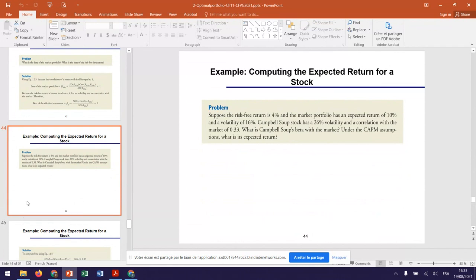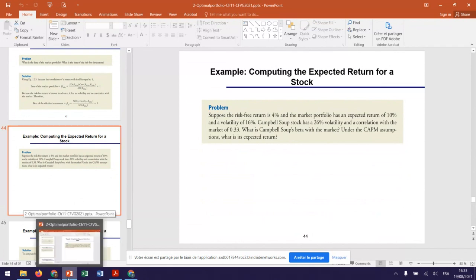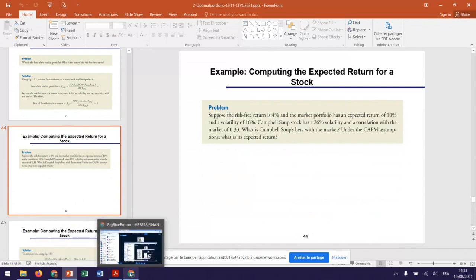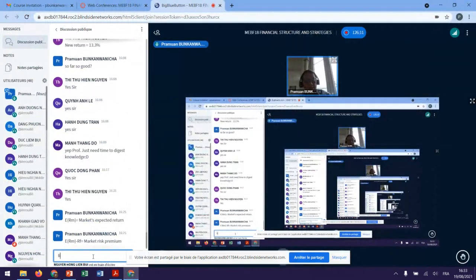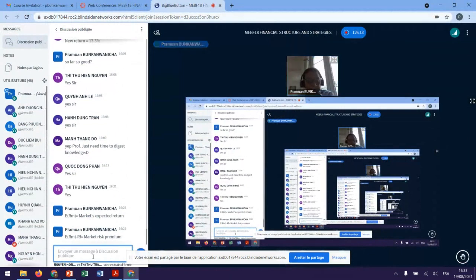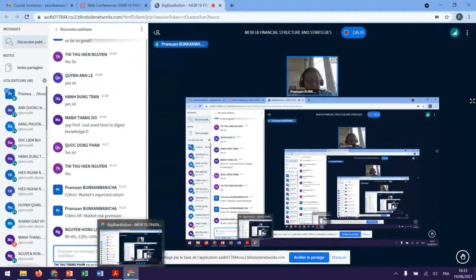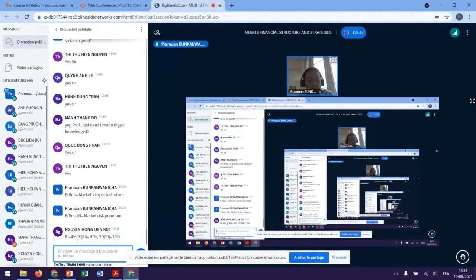Okay, so let's write first. Can anyone help me write from this problem? The risk-free return is 4%. How are you going to write it? Risk-free means RF. Can anyone help me write RF equal to 4%? Thank you.